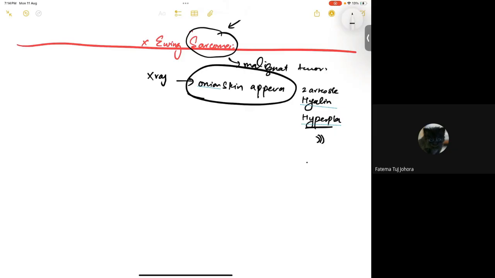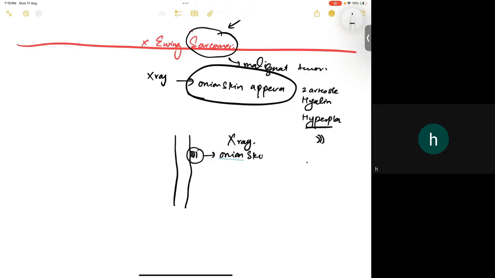Same is the case with Ewing sarcoma. If you look at the diaphysis of an individual having Ewing sarcoma on X-ray, you'll have bone laid down in a layering pattern, which would appear as an onion skin. Is it clear? On X-ray. Is it clear? Hello? Yes.